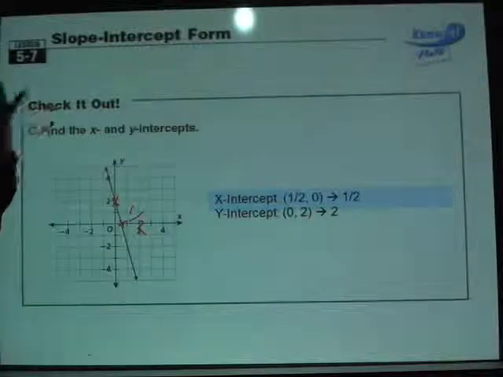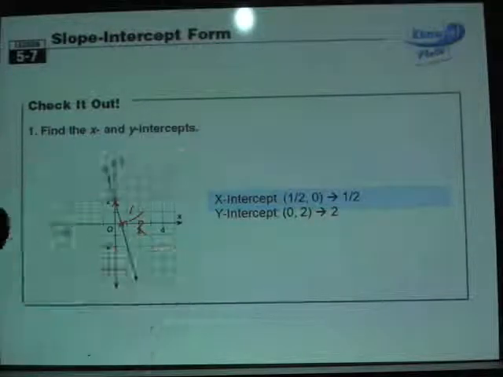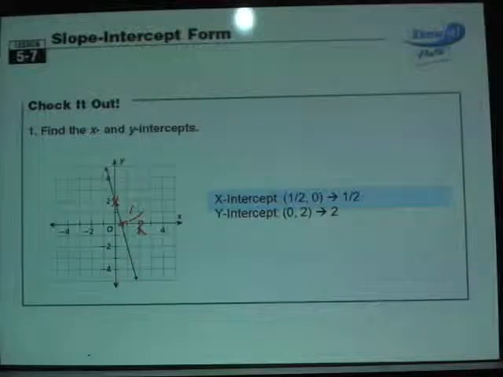Y-intercept was clear. It goes right through 2. The y-intercept is 2. If you want to write it as 0, comma 2. And that's really all there is here. Tell me where it goes across the x-axis, where it goes across the y-axis. Those are the x and the y-intercepts.